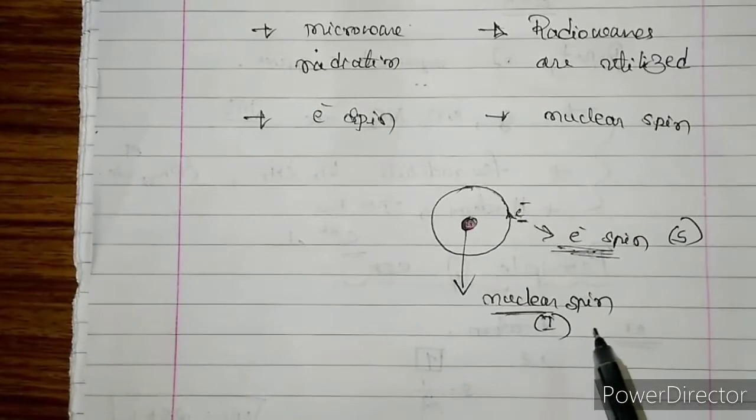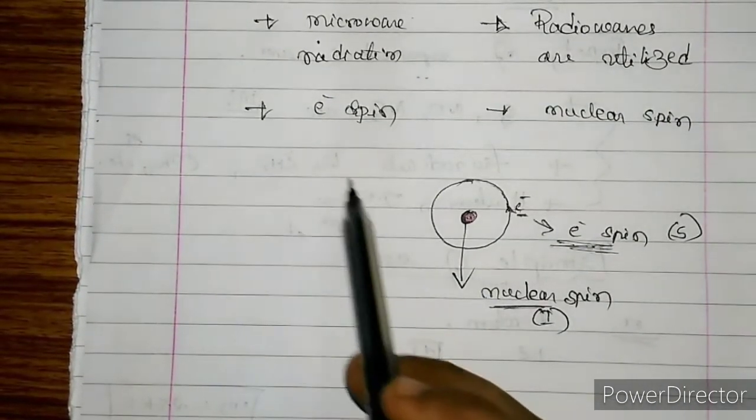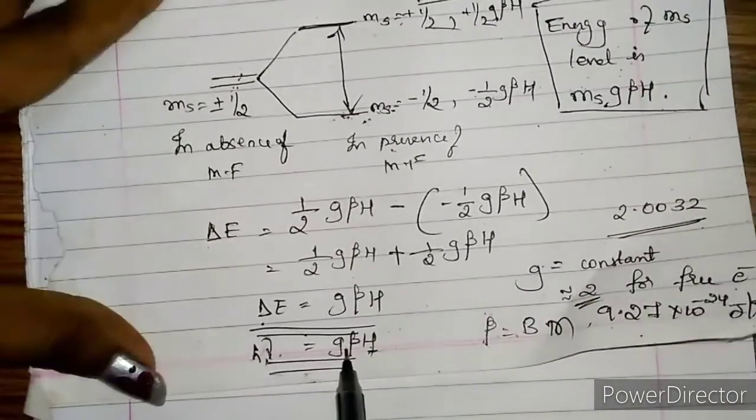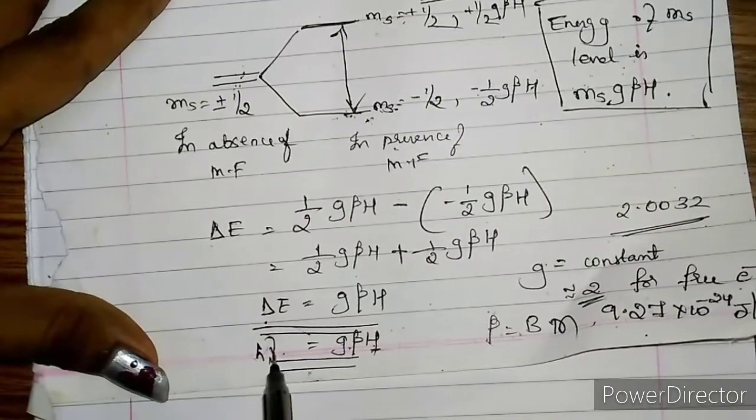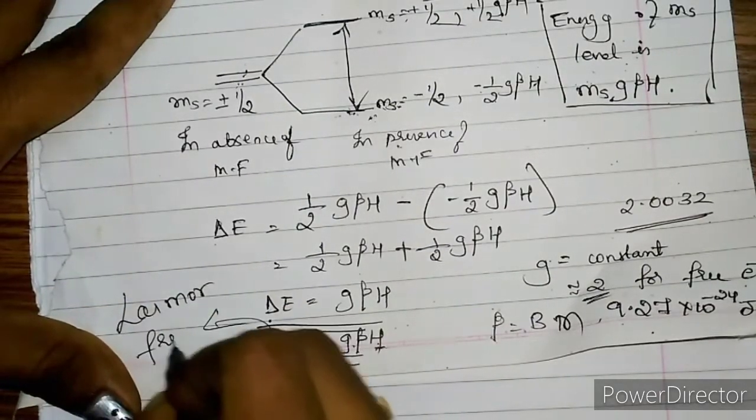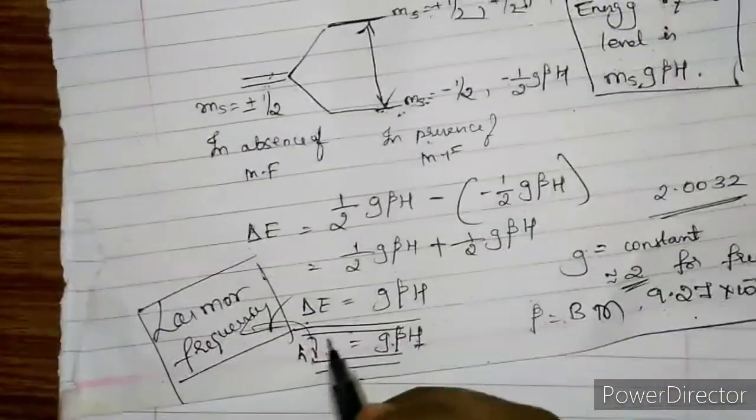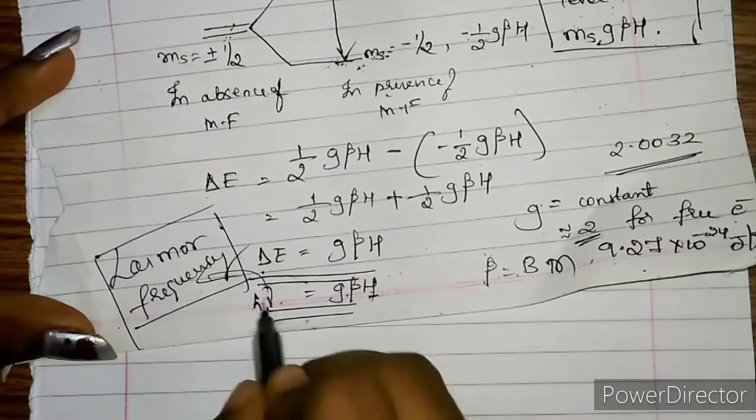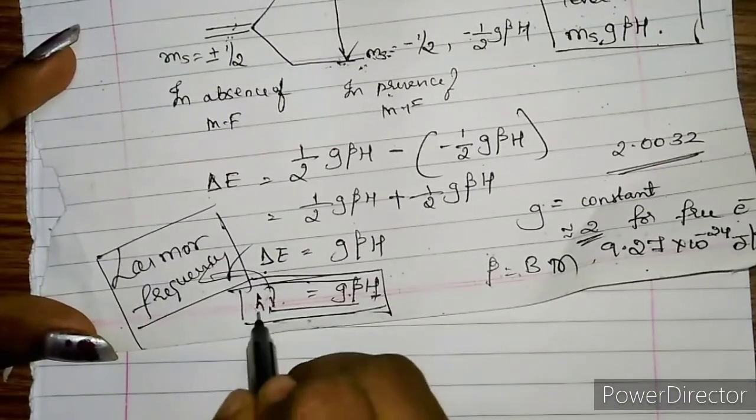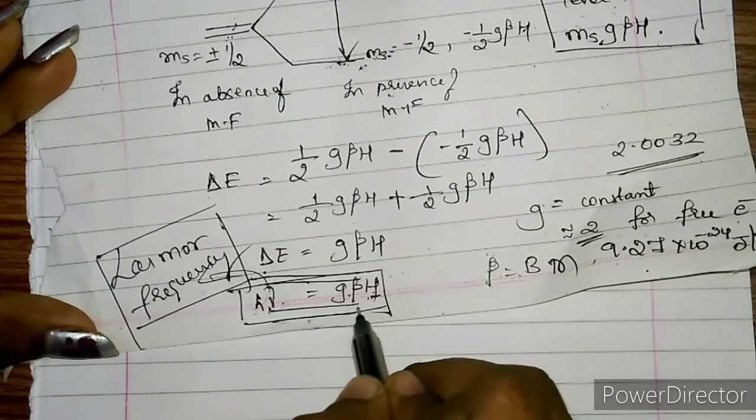Hope it is clear. In the next class, we will discuss the problems related to ESR spectroscopy, that is, the problems related to this particular equation. And remember one thing here, nu can also be called the Larmor frequency. In most of the competitive exams, this particular question is asked based on this problem: h nu is equal to g beta H. We will see some of the problems in the next video.